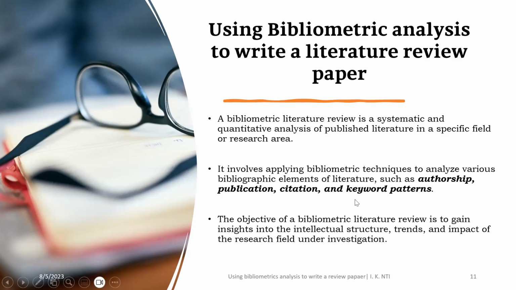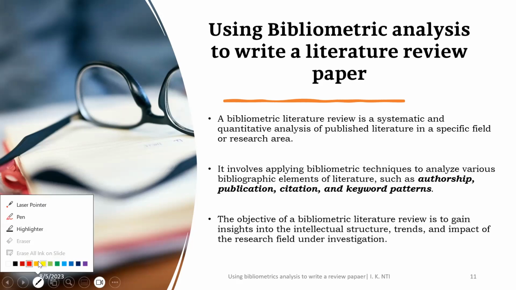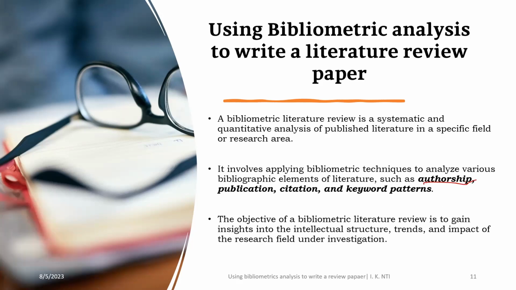So it involves applying bibliometric techniques to analyze various bibliometric elements, of which we have discussed those elements, like the authorship. So when we are doing analysis, we'll be analyzing the authorship, the publication, the citations, and then the keyword pattern. Normally, we can use the keyword pattern to know which area current literature is focusing on and which area is less focused or has less research, which creates gaps for us to look into. So when we start with the analysis, we'll see how we can make these deductions.